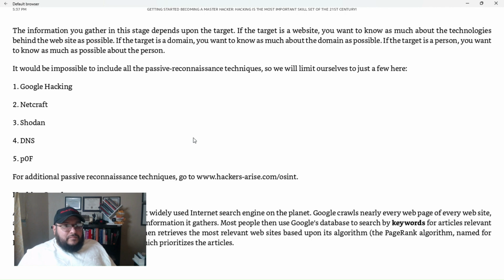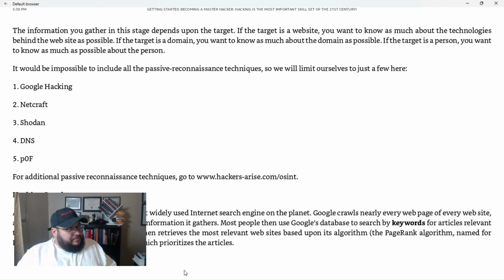What we're going to do is we are only doing this one, Google hacking. We're not going to do Netcraft today. We're not going to do Shodan, DNS, none of that today. We're going to do that in another video. We're just going to do Google hacking. For additional passive reconnaissance techniques, go to www.hackersarise.com/OSINT. So this Hackers Arise, I want to start looking at that.